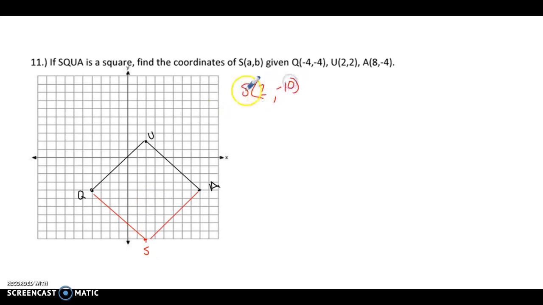It doesn't tell me to prove that I've made a square, but you should at least verify your slopes. Opposite sides are congruent and parallel, but we don't have to do a proof here, so it's just 2, -10.